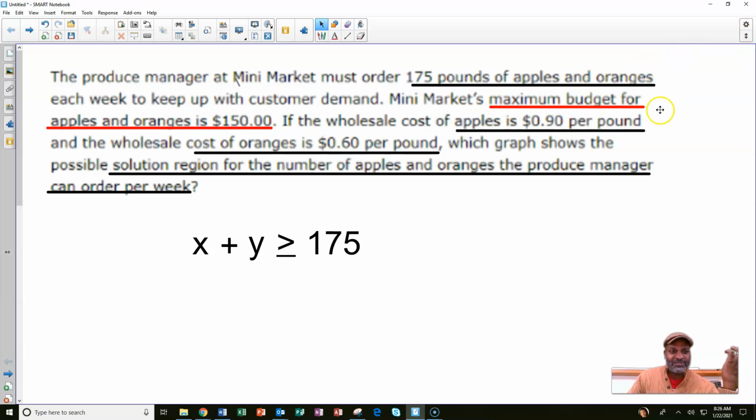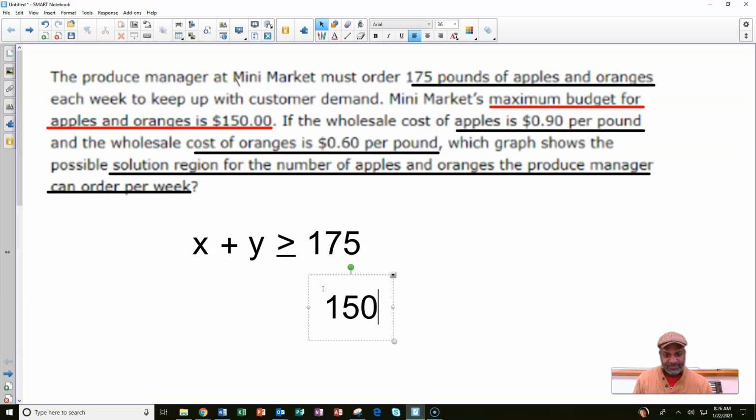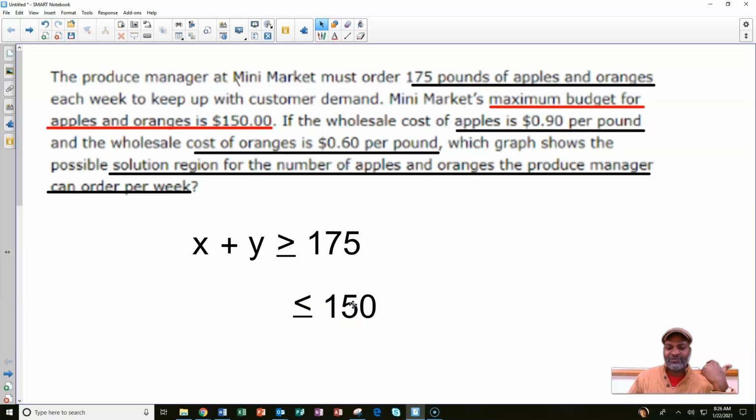Now, how much money does he have? His maximum budget, which is the most he can spend, is $150. That's as much as he can spend. So he's got to be less than that, but he can spend 150, so we can put equal to there. How would he be spending 150? He would have to spend 90 cents for every pound of apple.